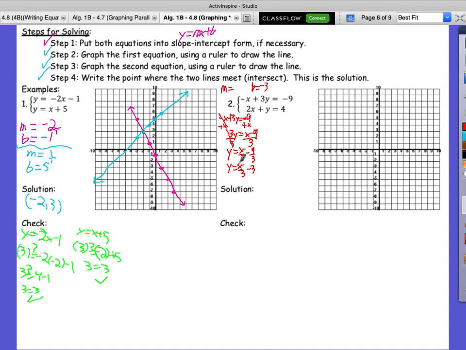X over 3, what's secretly with the x? 1. So what's our slope? 1 over 3, because 1/3 is with the x. And you plot by b. Well, let's hold on a second. Actually, no, we can graph it, never mind. Yeah, let's go and graph this one.